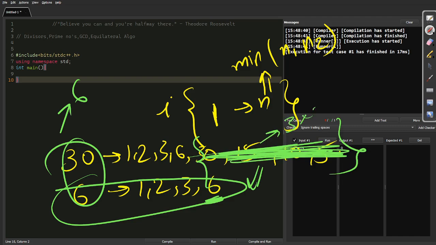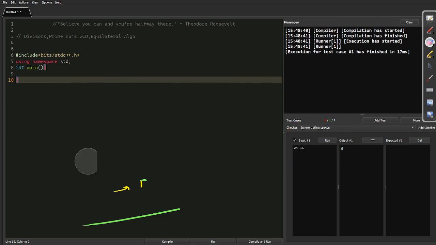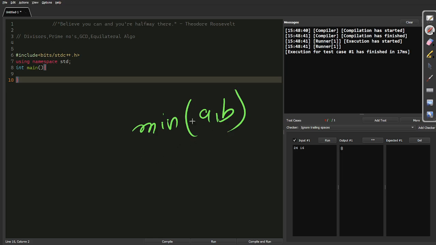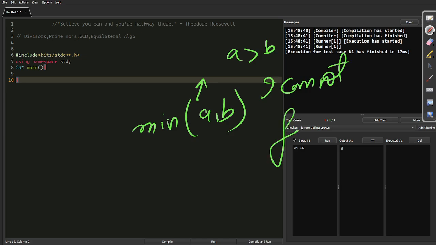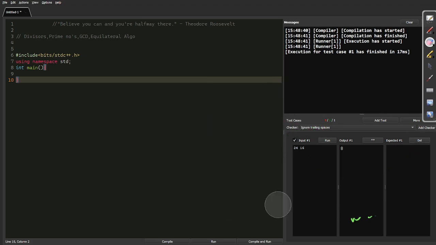Yes, you can tell 3 into 5, that's a different thing, but you need to take the minimum of n1 and n2 because you cannot find the multiples of the greater number in the lesser number. If you didn't understand what I'm telling, please rewind or feel free to ask me in the comment section. The reason why I take the minimum of a comma b, or n1 comma n2, is because if a is greater than b, I cannot find divisors of b in a. So it is absolutely a waste of iterating there. That's why I go with the minimum of n1 comma n2.